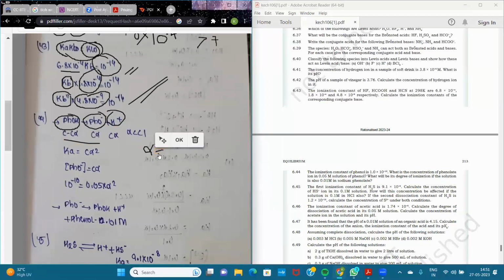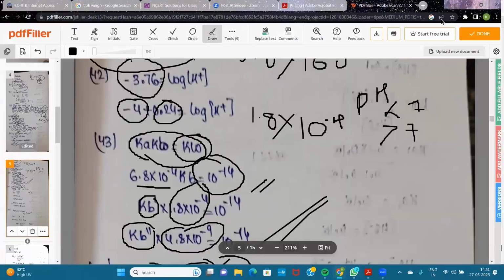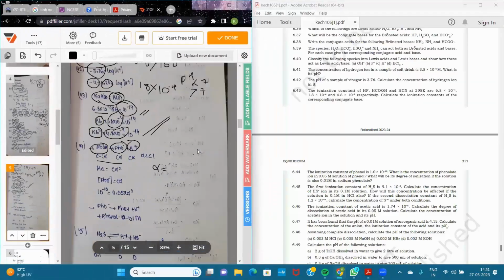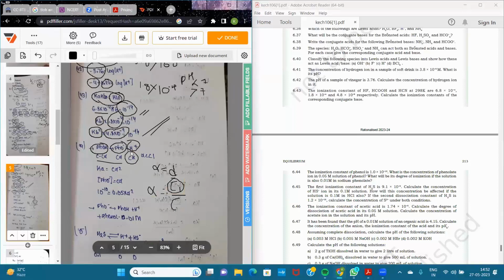Degree of dissociation is the number of molecules dissociated for the total number of molecules. If the concentration reacted is C1 and the total concentration is C, that ratio will be alpha. So the concentration reacted would be C alpha. C minus C alpha remains, and this is C alpha, as well as H plus is C alpha.